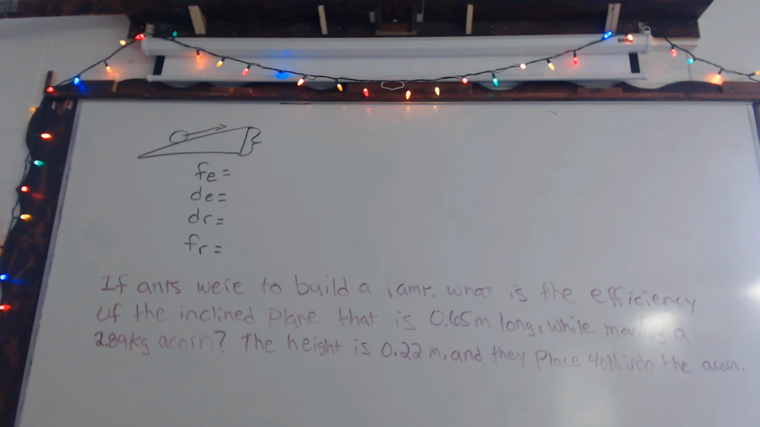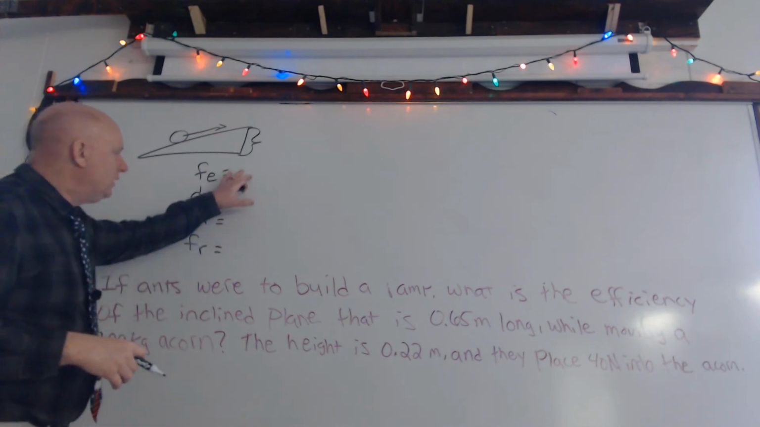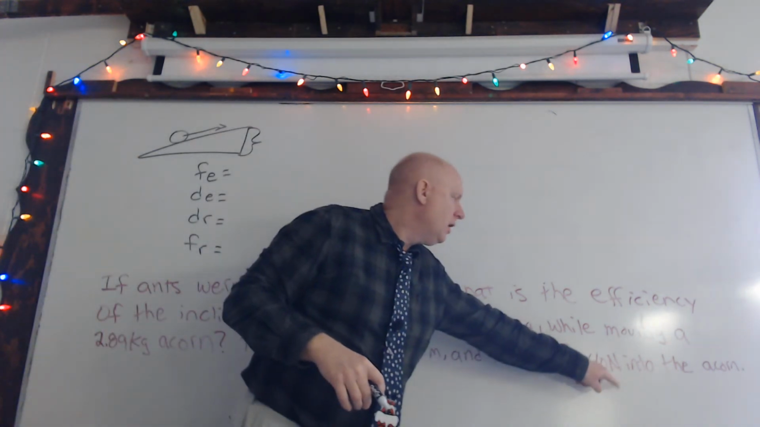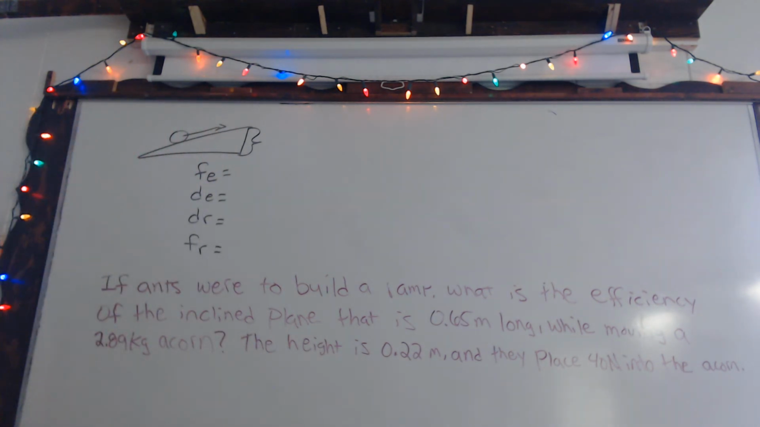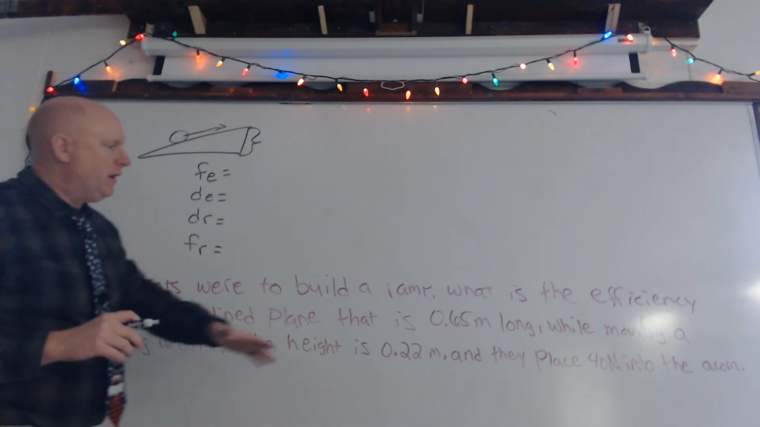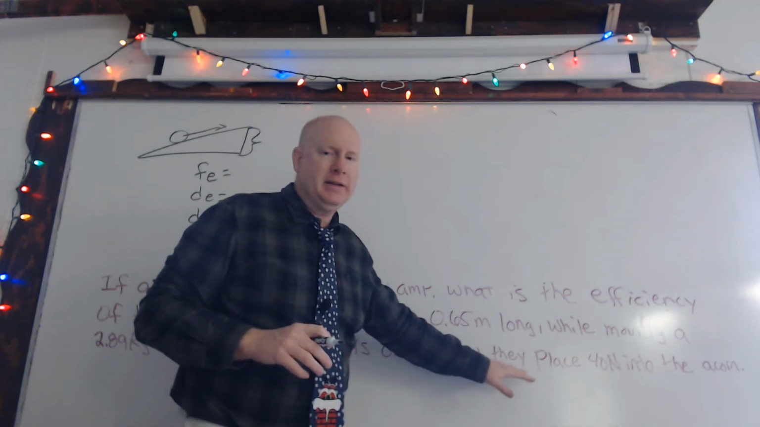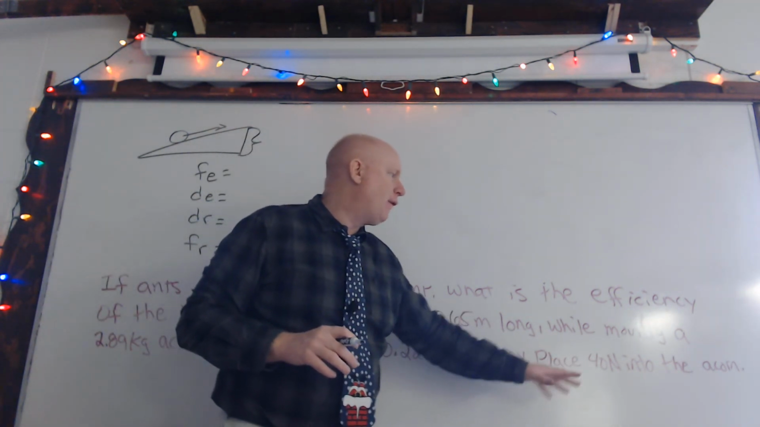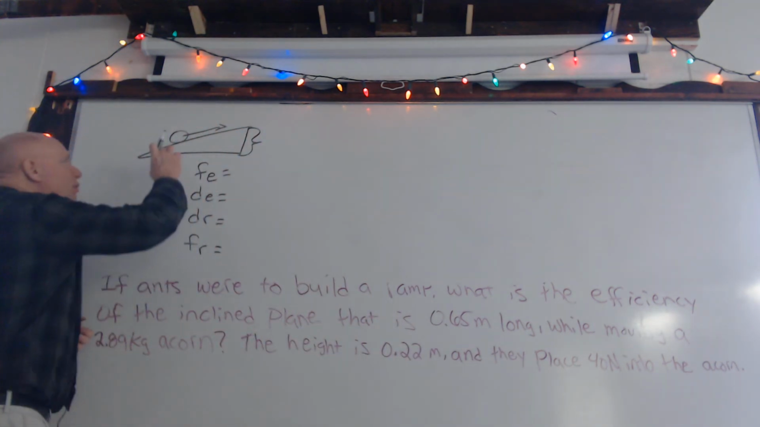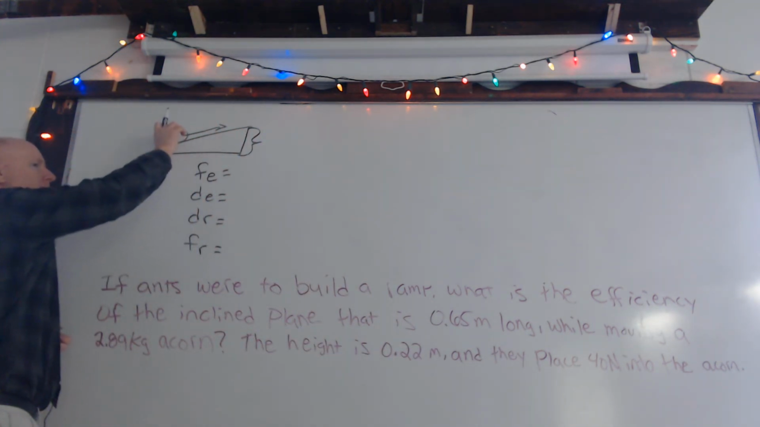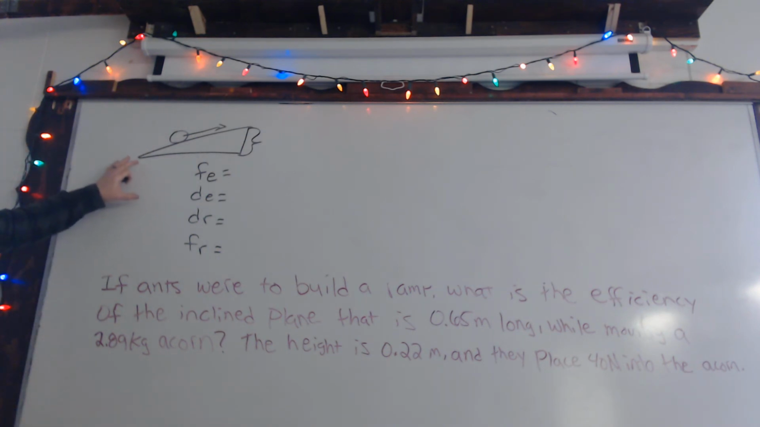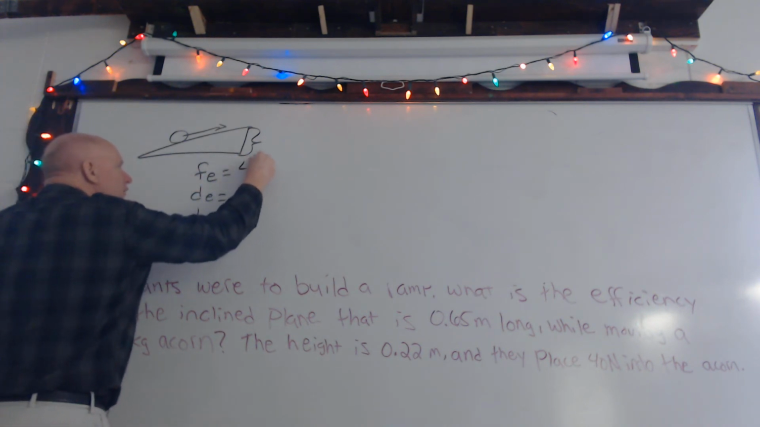And the clue would be looking at what our labels are as far as what these variables can be. And here's one right here. Since it's measured in newtons, we know that has to be a force. But is that an effort force or a resistance force? Well, we don't know that yet, but it says right here, they, in other words the ants, are placing 40 newtons of force into that acorn. So that means they're trying to push this acorn up this spiral ramp, for instance. So if they're placing that effort into it, that means this would be an effort force of 40 newtons.